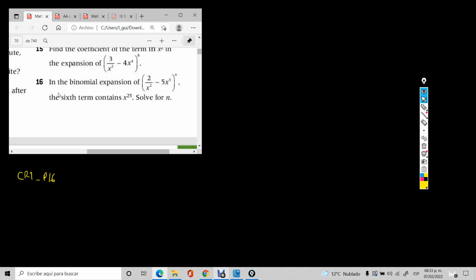Chapter Review 1, Problem 16. In the binomial expansion of this to the n, the sixth term contains x to the 25. Solve for n.